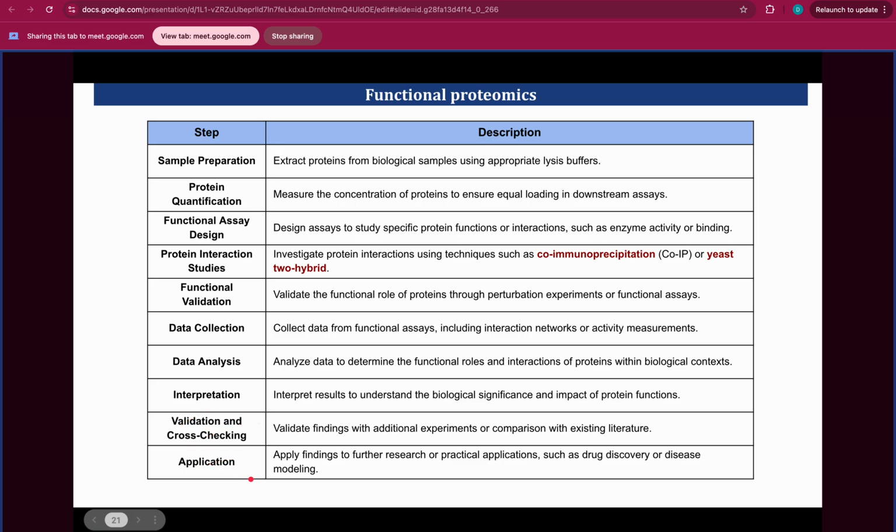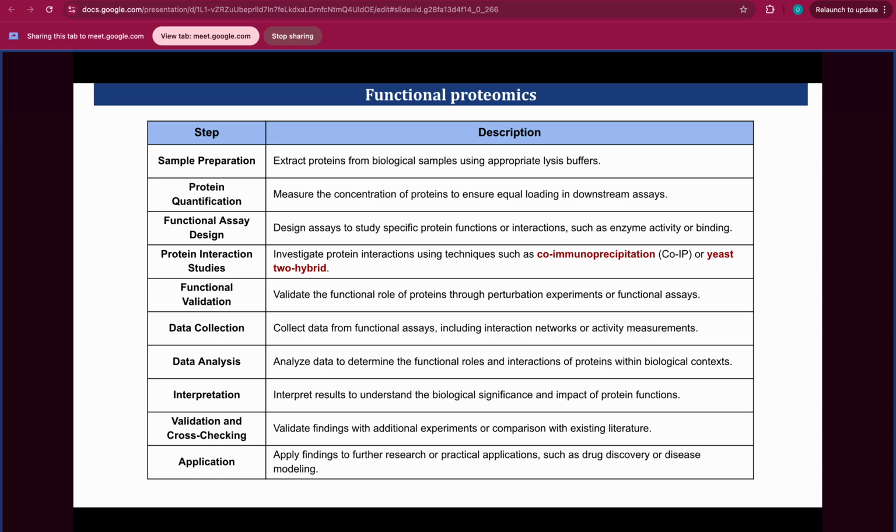So in that way if we look at the applications, there are broad applications but a few of them are drug discovery and disease modeling, and we can also compare between two different people, normal and patients, to see what the differences are. So how the functionality of the protein changes among different phenotypes or in different conditions.